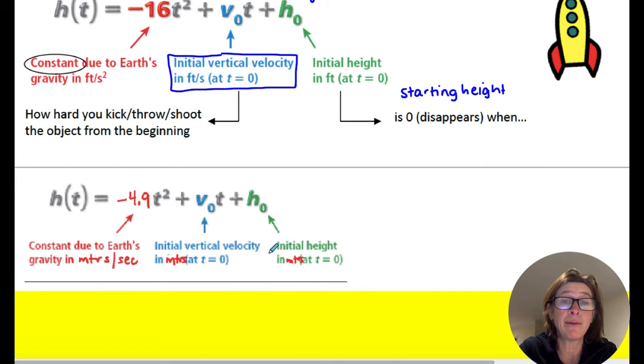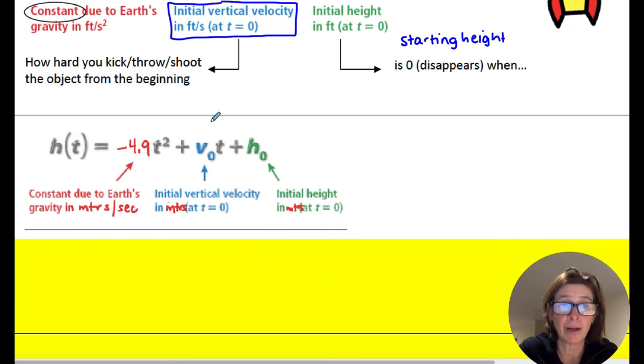All right, so the same equation will apply, same variables. The only difference will be it will be negative 4.9 t squared if it's in meters per second, and that's because gravity is 9.8, negative 9.8 meters a second. Okay, so how do we use this model?